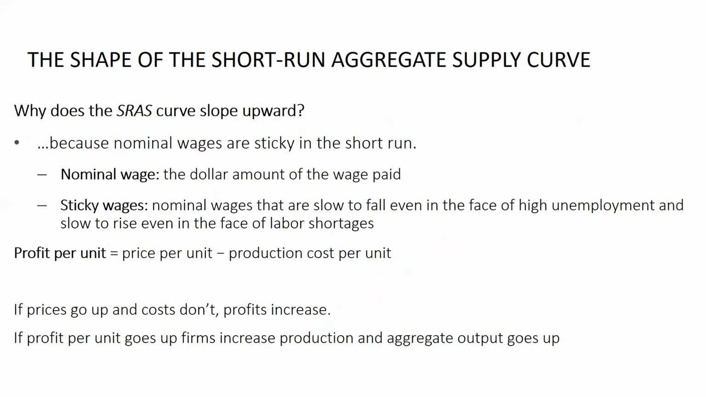So the question is, why is that? And the answer is because nominal wages are sticky in the short run. So let's think about what this means. First of all, let's remind ourselves, nominal wage refers to the dollar amount of wage you get paid. Sticky wage means that nominal wages are slow to fall even in the face of high unemployment, and maybe slow to rise in the face of labor shortages when the economy is growing very fast.